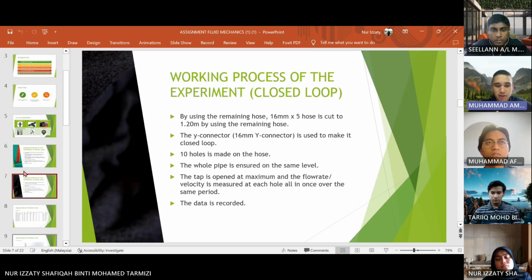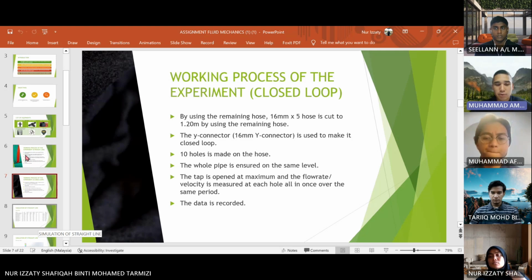So the fourth step, the whole pipe is ensured to be on the same level. The tap is opened at maximum and the flow rate or the velocity is measured at each hole all at once over the same period. And the last step is all the data is recorded by our group members, recorded properly to avoid any errors. Okay. So next, I pass to my teammates.